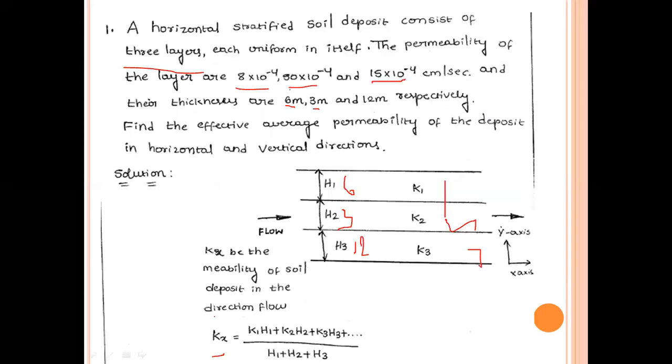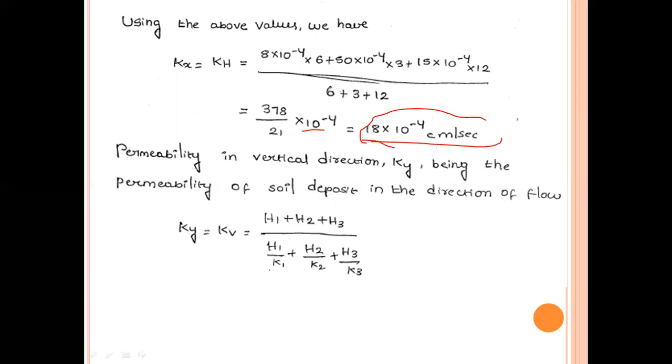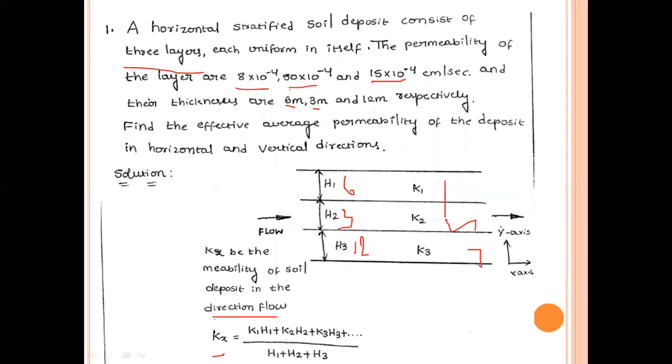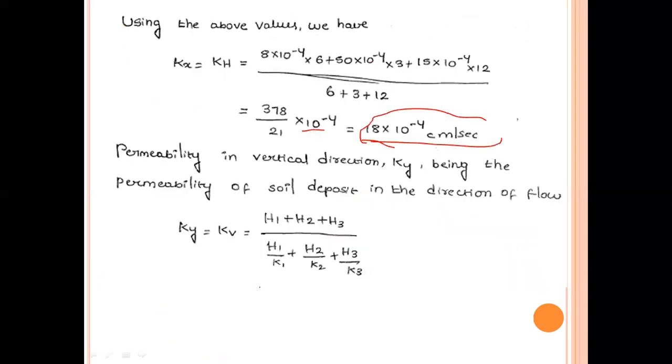Next, permeability in the vertical direction, Ky, being the permeability of the soil deposited in the direction of flow. The X direction is the horizontal direction, and the Y direction is the vertical direction. Next, we calculate the vertical direction.